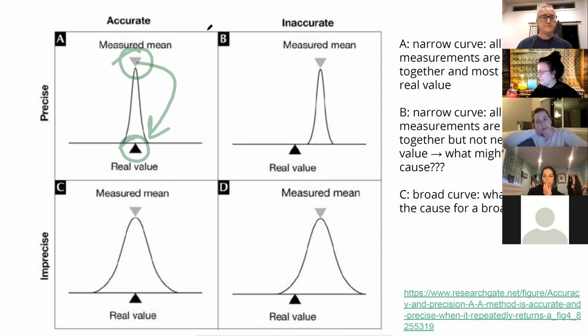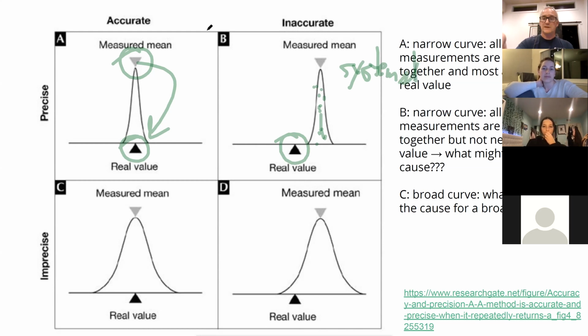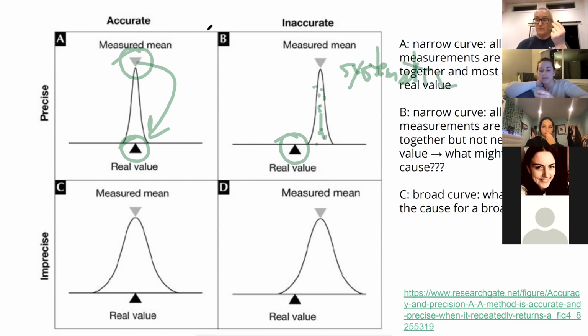So in B, you're getting your precision because all of your data points are falling within a very narrow window, but they're off. This would be an example of a systematic error, where you're getting really, really precise numbers. You're getting the same result over and over again, but they're all wrong. So that's not great, unless you can figure out how to fix it afterwards.